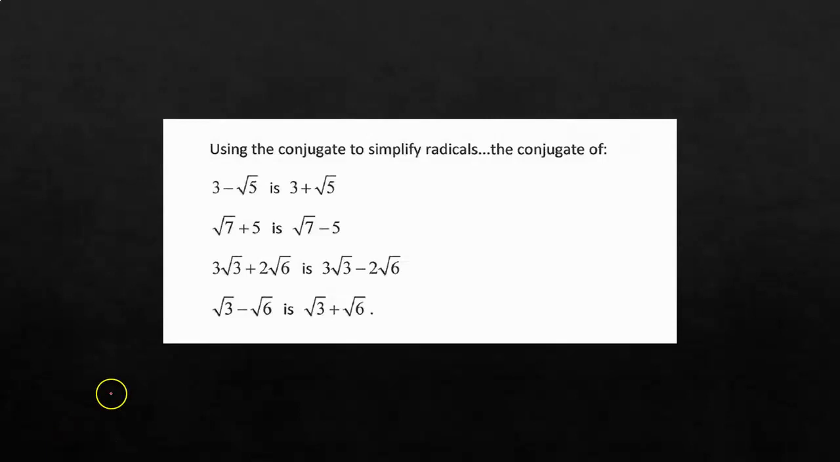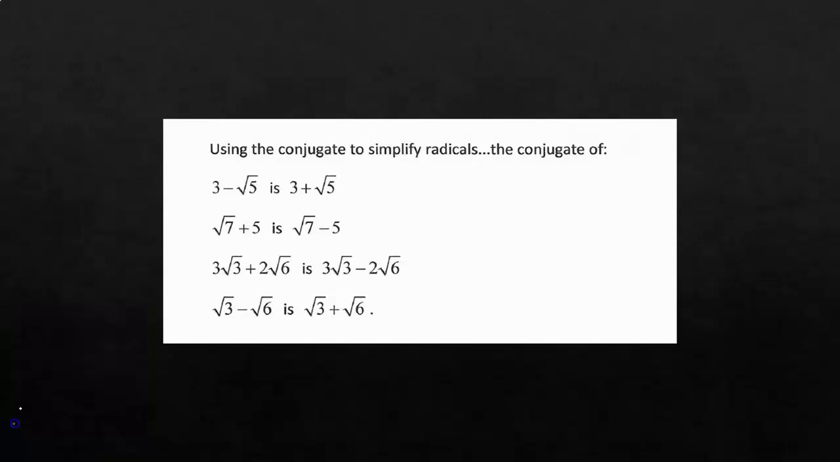So the conjugate of 3 minus the square root of 5 is 3 plus the square root of 5. The conjugate of the square root of 7 plus 5 is the square root of 7 minus 5. The conjugate of 3 root 3 plus 2 root 6 is 3 root 3 minus 2 root 6. And the conjugate of the square root of 3 minus the square root of 6 is the square root of 3 plus the square root of 6.